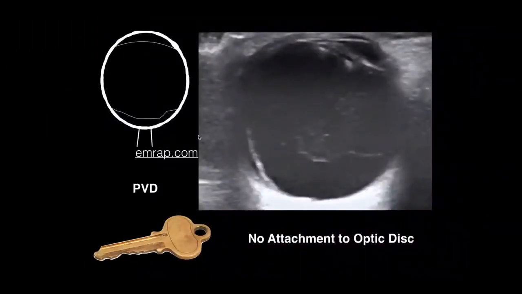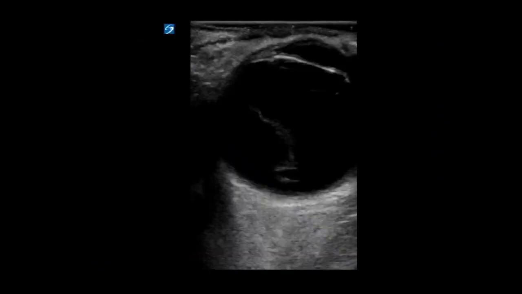So here's a cartoon of how this might look. The key is that there's no attachment to the optic disc. Here would be the optic disc, and you realize that this is clearly not attached to it. So this is, again, a posterior vitreous detachment.